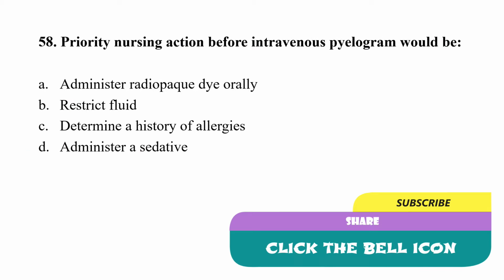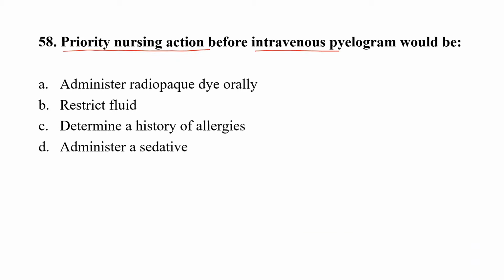Question number 58. Priority nursing action before intravenous pyelogram would be: option A, administer radio-opaque dye orally. Option B, restrict fluids. Option C, determine a history of allergies. Option D, administer a sedative.